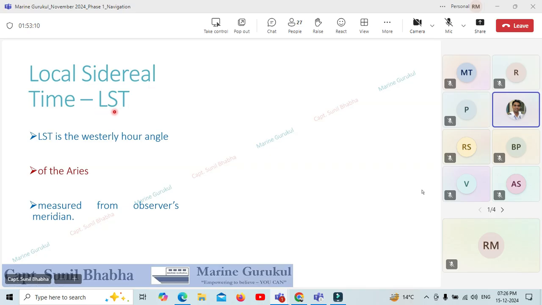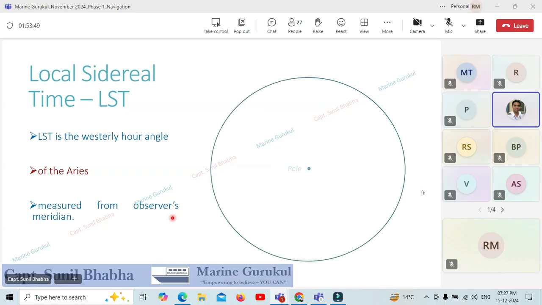So likewise, the sidereal times are also measured with reference to Aries. So LST is the westerly hour angle of the first point of Aries measured from the observer's meridian. Now an important difference which you will notice here in this sidereal time is that in this case it is measured from the observer's meridian. The mean time and apparent time were both measured with reference to the inferior meridians, but the sidereal times are measured with reference to the observer's meridian.